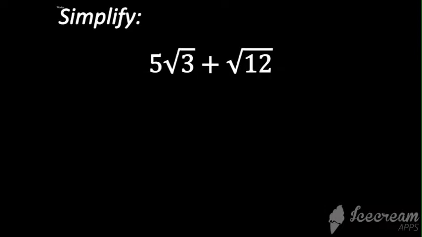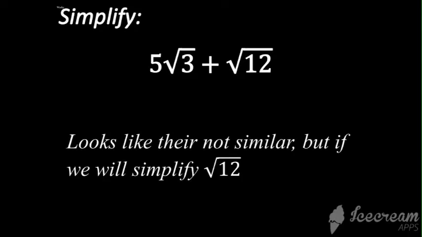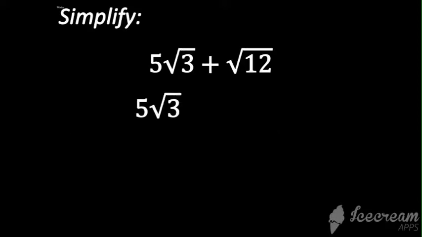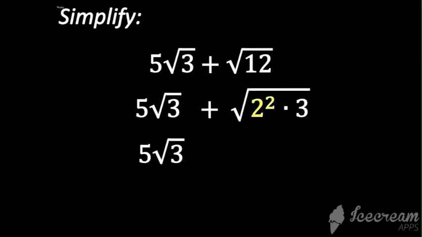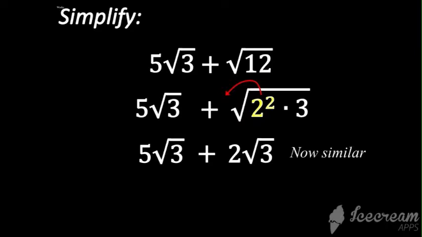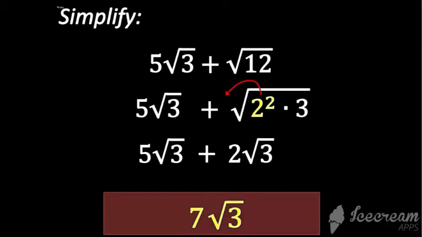Another one. Simplify. 5 times square root of 3 plus square root of 12. Looks like they are not similar. But if we will simplify square root of 12, we have 5 times square root of 3 plus, applying rule number 1 in simplifying, 12 is 2 squared times 3. So 5 times square root of 3 plus, the simplified form of square root of 12 is now 2 times the square root of 3. Now they are similar. We can now add their coefficients. 5 plus 2 is 7 times the square root of 3. This is now the final answer.